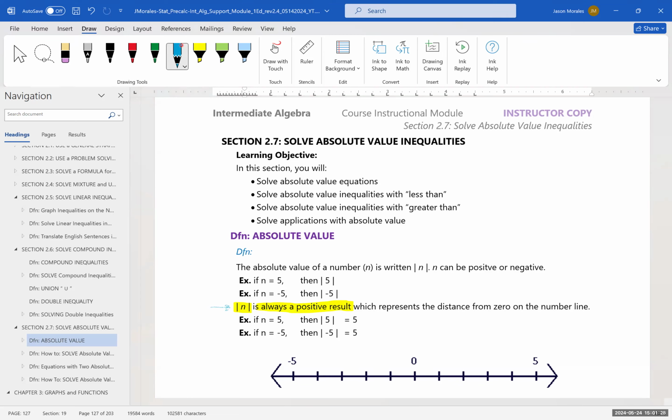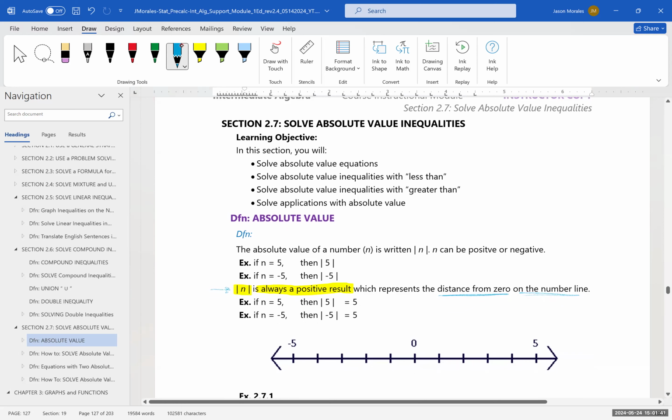But another way of looking at it is as a distance from 0 on the number line, because distance is always positive. So for example, if n is equal to 5, then here we are at 5. What's the distance from 5 to 0? Well, this distance is a positive 5. And so the absolute value of 5 is just a positive 5. So this is your distance.